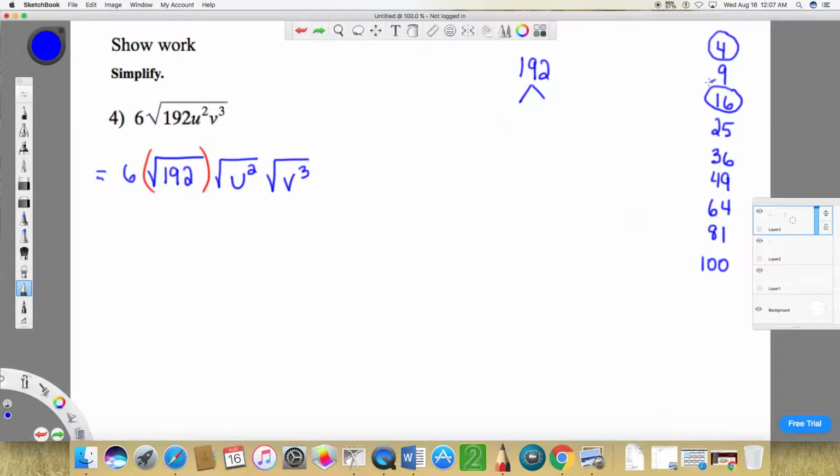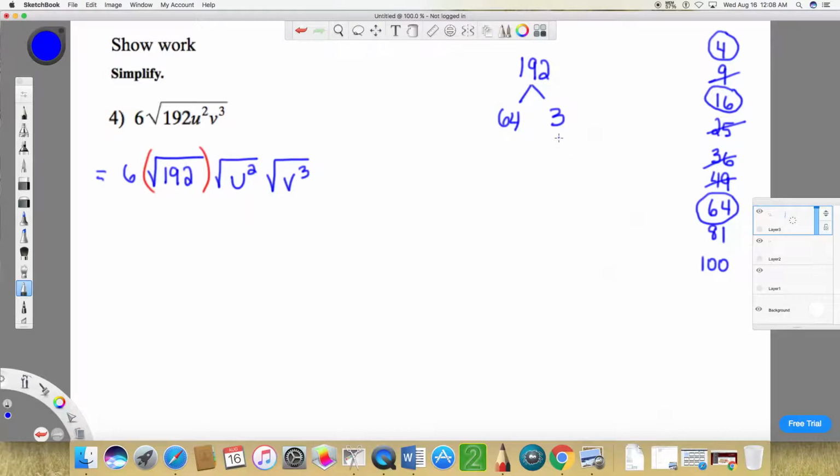Let's keep going. It's not divisible by 25. 192 divided by 25 is a decimal number. I definitely use a calculator like a tool. When I divide it by 36, I get a decimal number. When I divide it by 49, I get a decimal number. But hey, when I divide it by 64, 192 divided by 64, I've got 64 times 3.